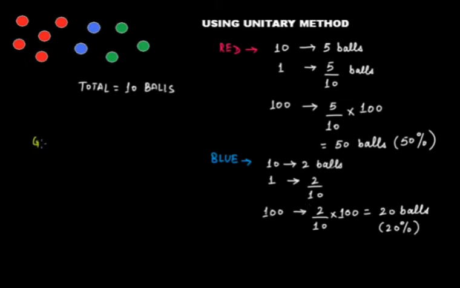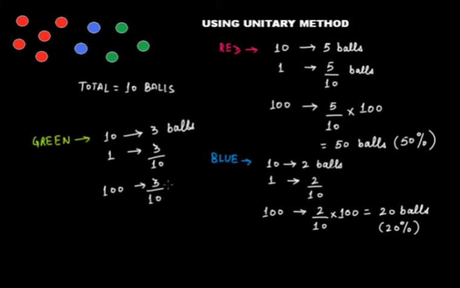For green, out of 10 balls, you have 3 green balls. So first calculate for 1. That will be 3 over 10. Then calculate for 100. So if the total number of balls is 100, then you will have 3 over 10 times 100 green balls. This will give you 30 green balls.